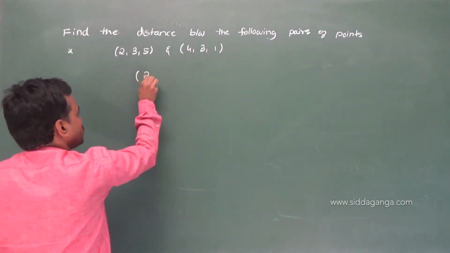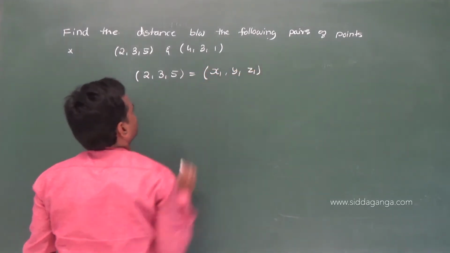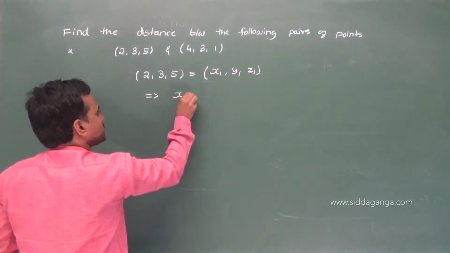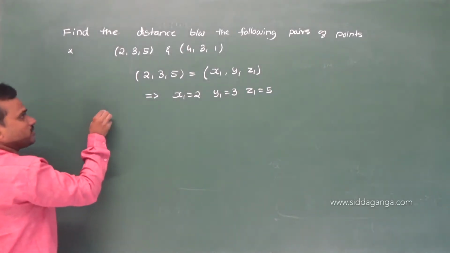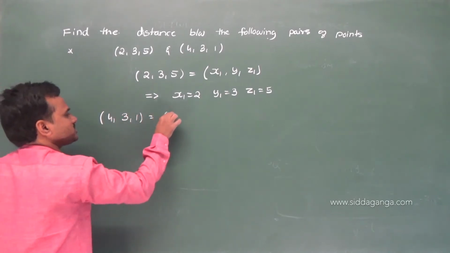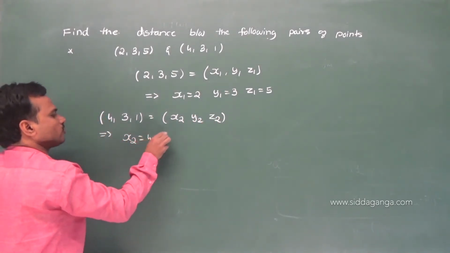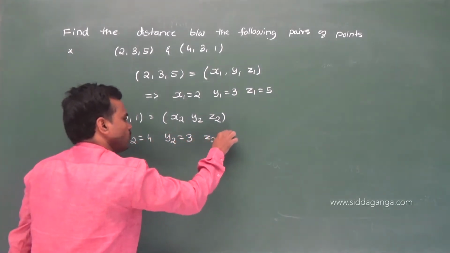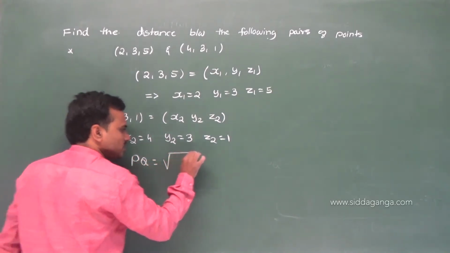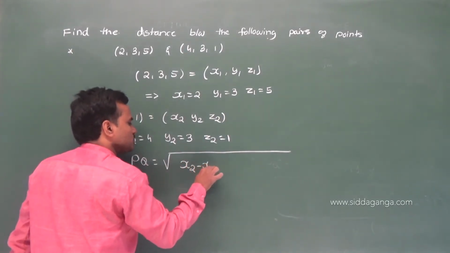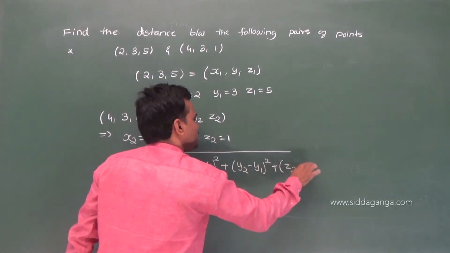So the first point, 2, 3, 5, I treat as x1, y1, z1. So x1 is equal to 2, y1 is equal to 3, z1 is equal to 5. The next point, 4, 3, 1, I treat as x2, y2, z2. That implies x2 is equal to 4, y2 is equal to 3, z2 is equal to 1. This is the first step. So we know that the distance between 2 points PQ in space is given by square root of x2 minus x1 whole square plus y2 minus y1 whole square plus z2 minus z1 whole square.